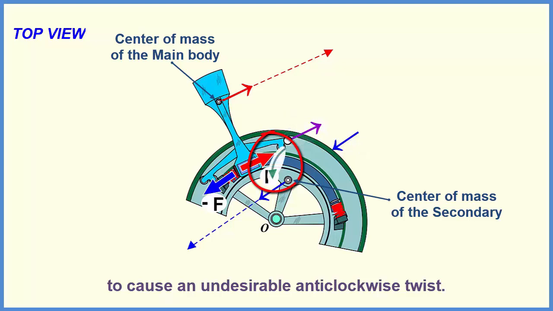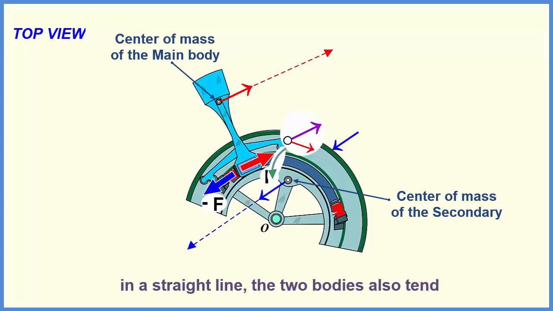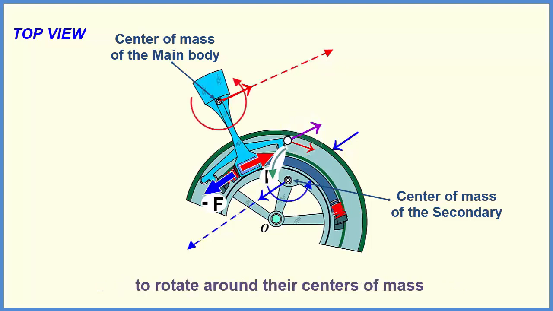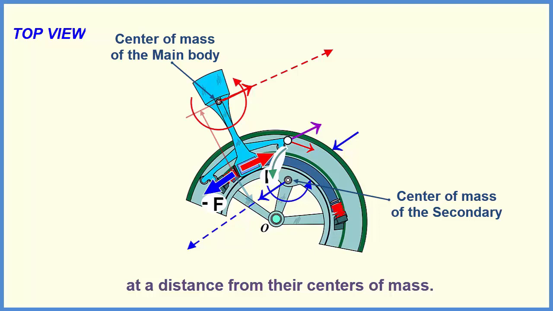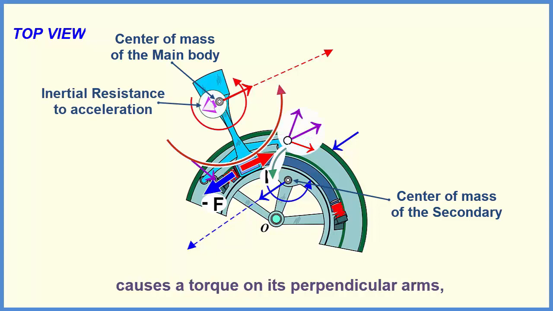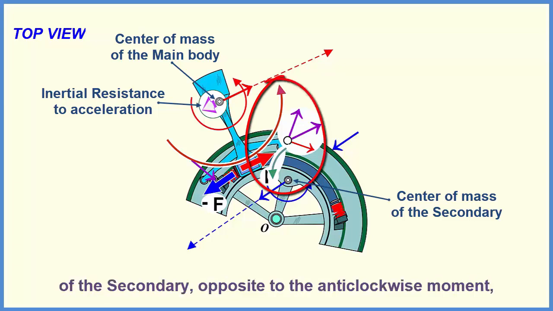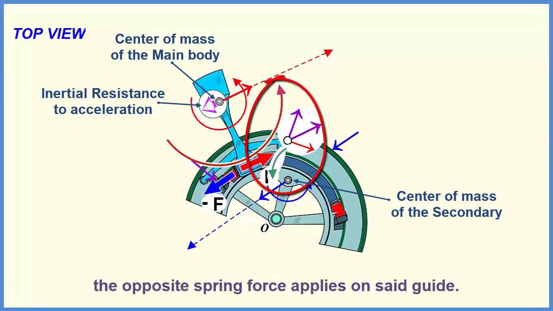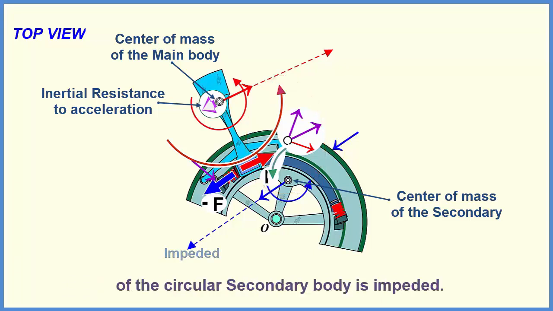an undesirable anticlockwise twist. In addition to the motion of their centers of mass in a straight line, the two bodies also tend to rotate around their centers of mass, a general plane motion, because the spring forces are applied on the bodies at a distance from their centers of mass. The inertial resistance of the center of mass of the main body at the start of its motion causes a torque on its perpendicular arms, applying an anticlockwise moment on the curved guide of the secondary. Opposite to the anticlockwise moment, the opposite spring force applies on said guide. As a result, the backward motion of the circular secondary body is impeded.